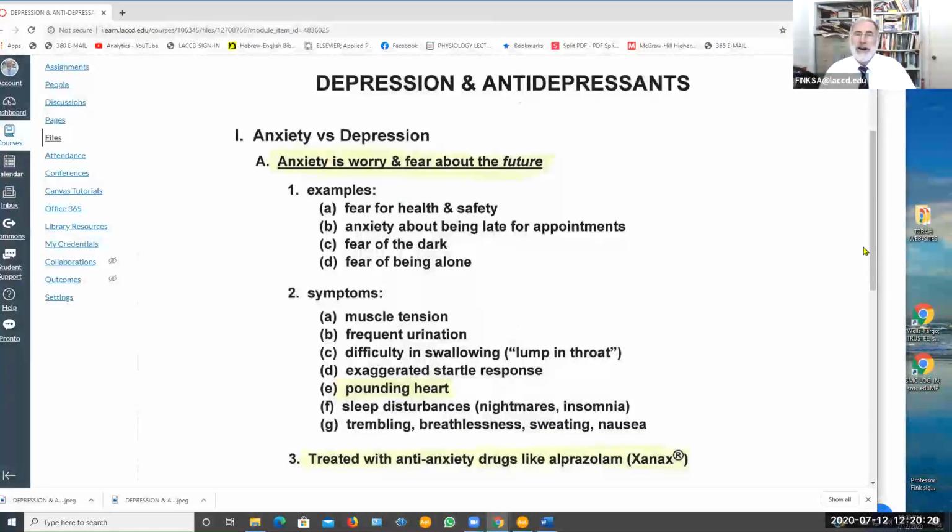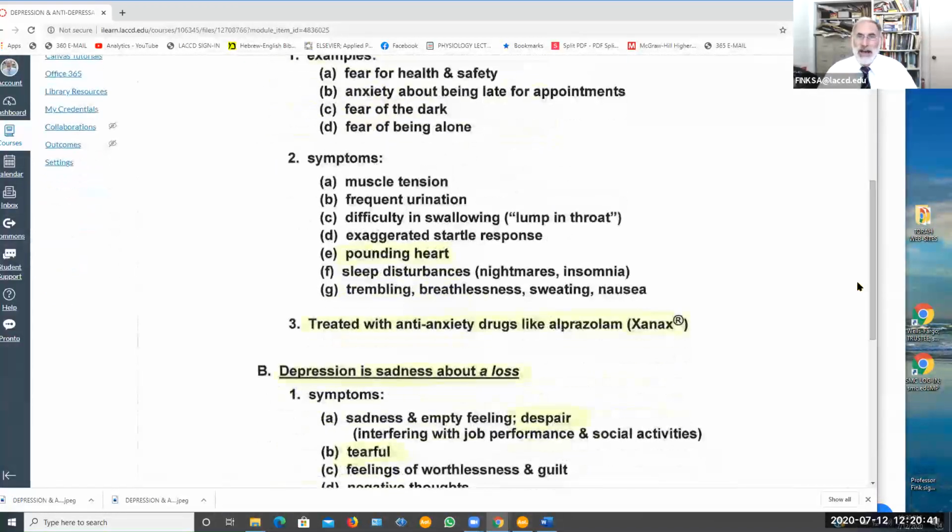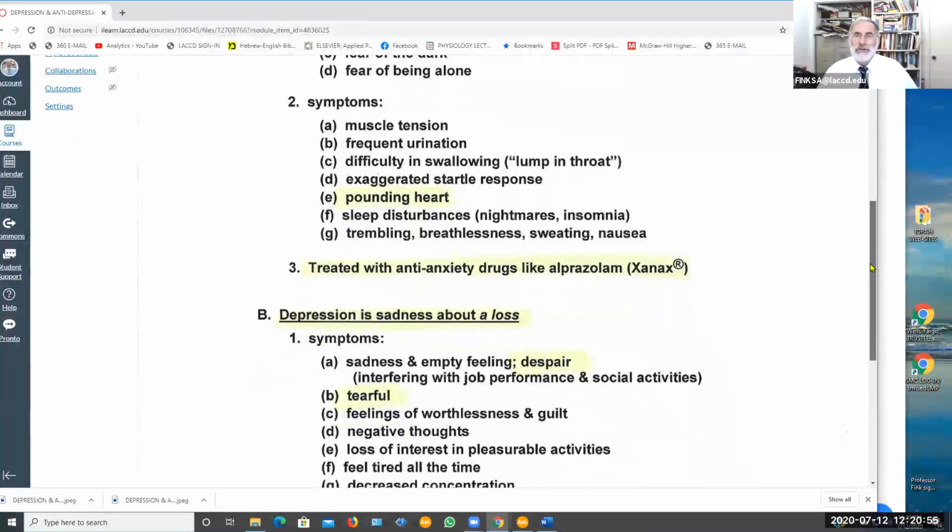Right now, we're experiencing the coronavirus, COVID-19. Some people are experiencing apprehension about that. Anxiety about being late to take an exam or make an appointment or to catch a plane. Fear of the dark, fear of being alone. These are all worrying about what might happen in the future. And the symptoms include, and I've listed them, frequent urination, a lump in the throat, rapid heart rate and so on. Now, the most common medications that are used to manage anxiety are the benzodiazepine drugs such as Xanax.